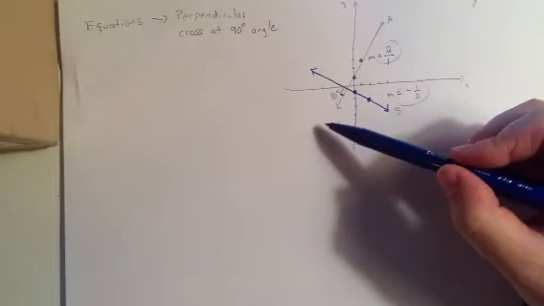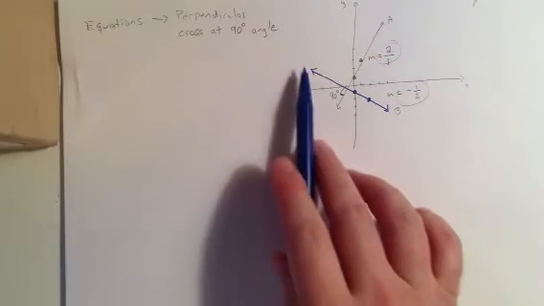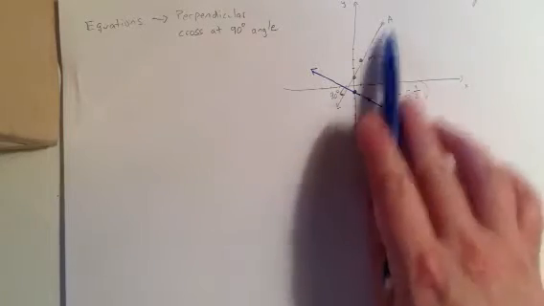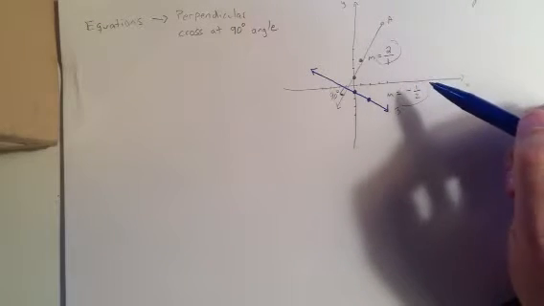Remember, positive slopes are lines that go uphill as you look at them from left to right. Negative slopes are lines that go downhill. And that should make sense. If they're going to cross at 90 degrees, then one of them needs to go up and one of them needs to go down. So they're opposite in sign, but that's not it.